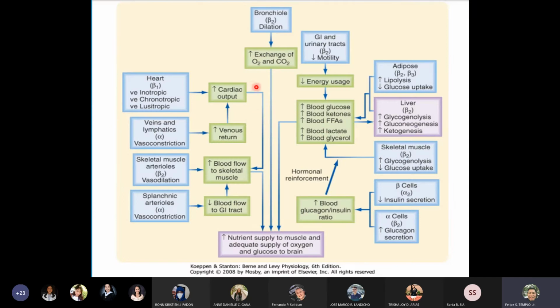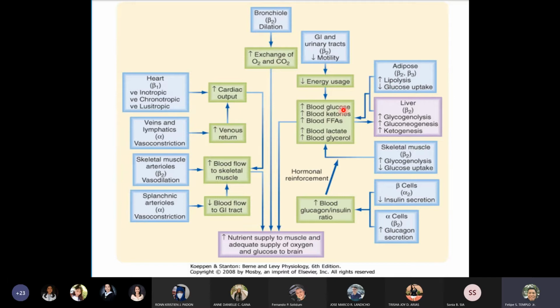So remember, during your fight or flight reactions, everything is almost always elevated. Bronchial dilatation, exchange of O2, increased cardiac output, inotropic, chronotropic, lusitropic, increased venous return, increased blood flow to skeletal muscles. And you can see here, the only decrease is the blood flow to the GI tract, because the purpose of that is to direct the blood flow to your muscles. And then also your GI motility is decreased, but the rest is increased.